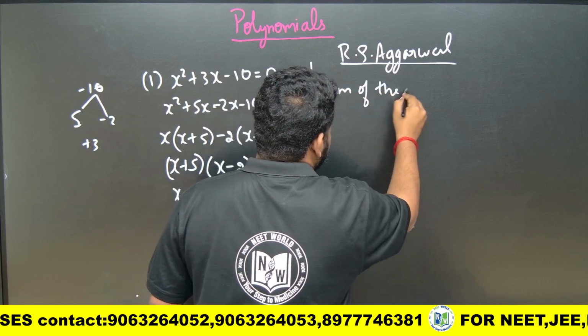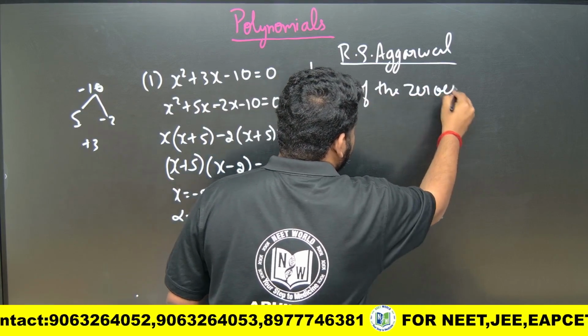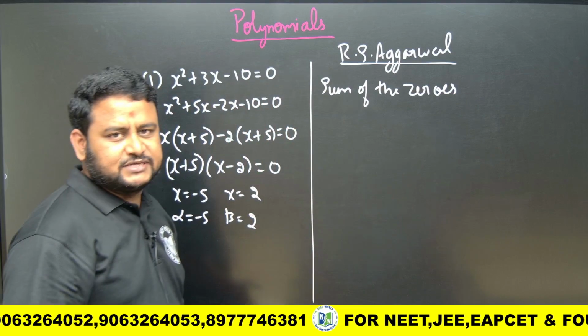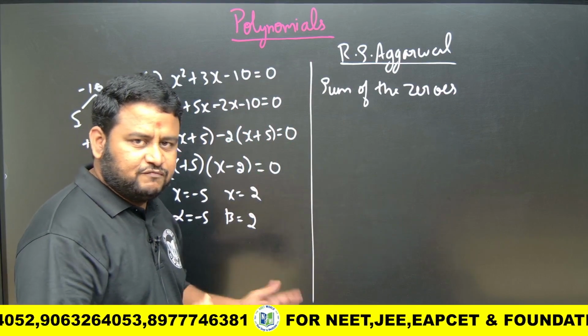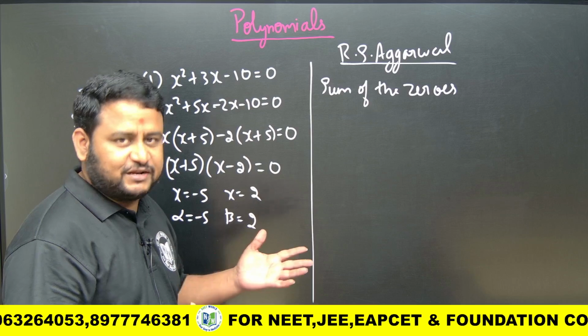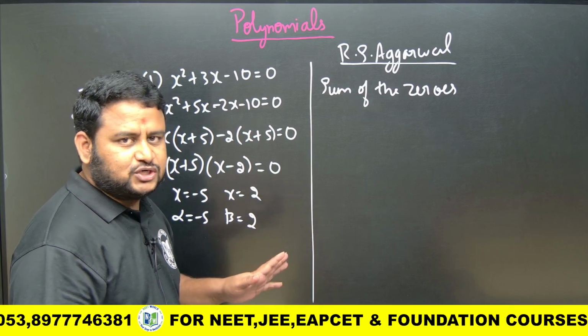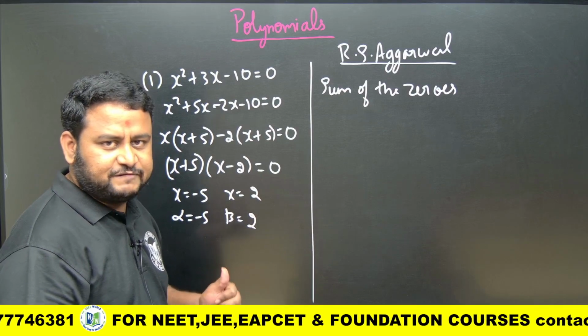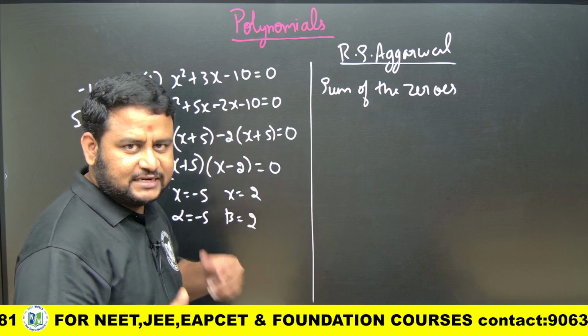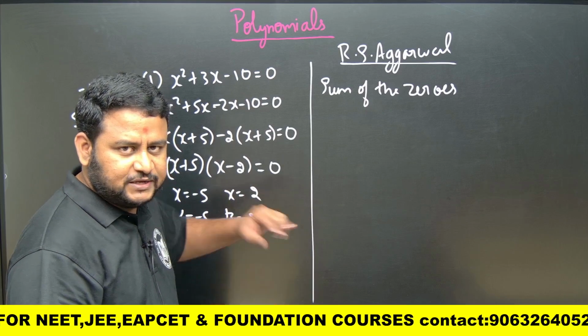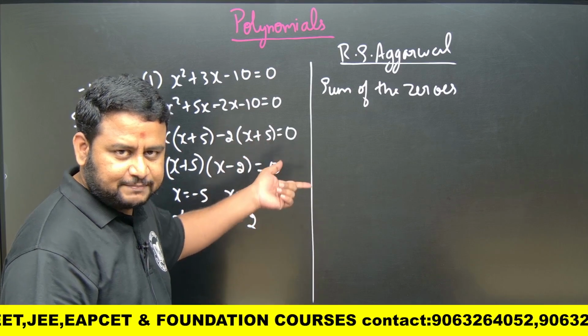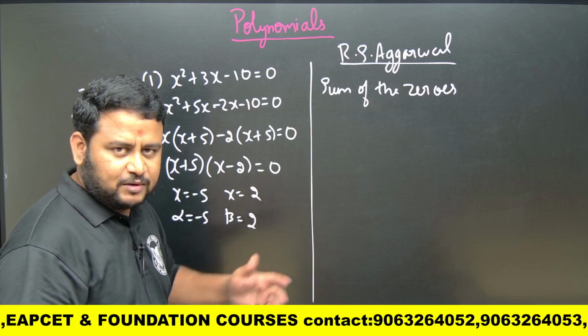Sum of the zeros using direct method. Okay, first we have to do using direct method, then we have to do using formula method, then we have to verify. Why do you use the formula method? To verify. Both the values should come equal. Sum of the zeros using direct method and sum of the zeros using formula method should be equal, and product of the zeros using direct method and product of the zeros using formula method should be equal.